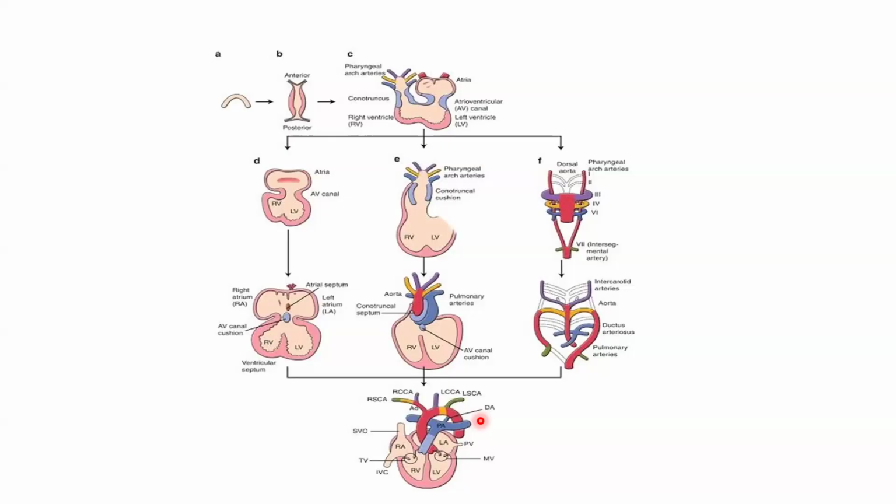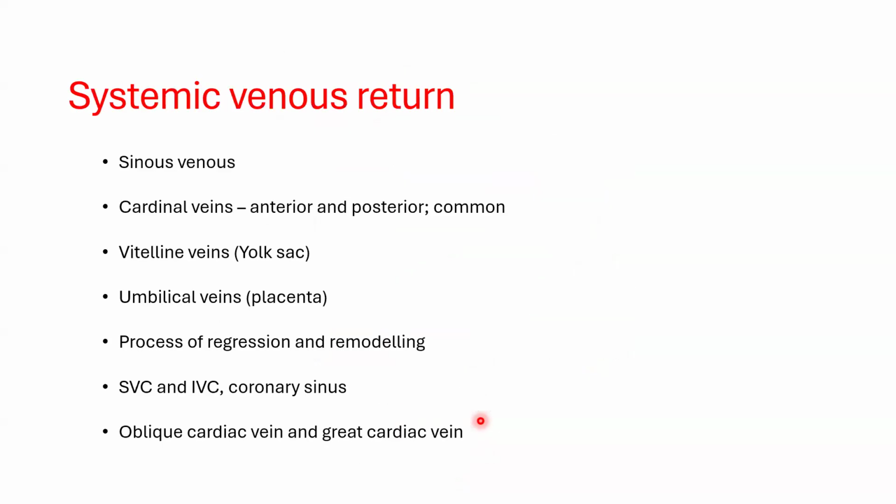So the next structure that we're going to look at is the systemic venous return. So we've looked at the arterial connection. So we're going to look at the veins.